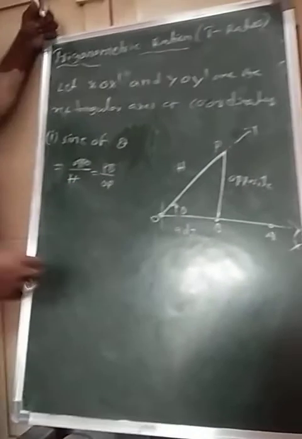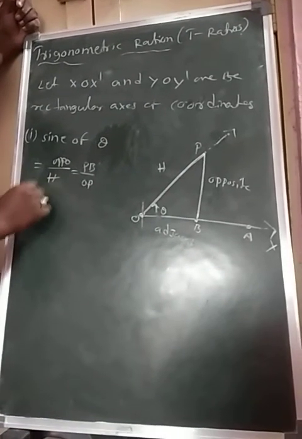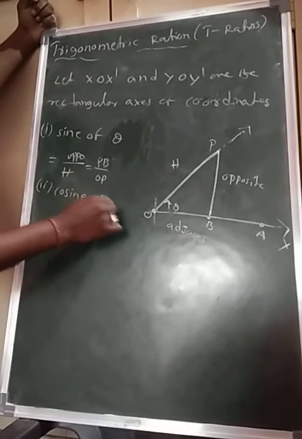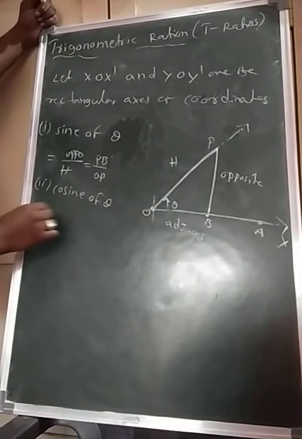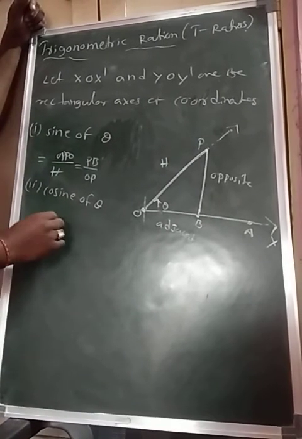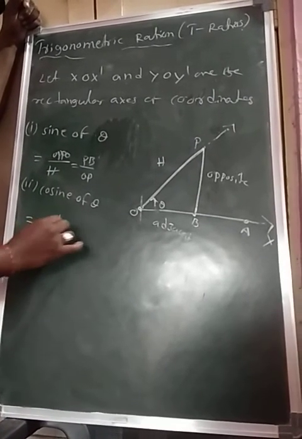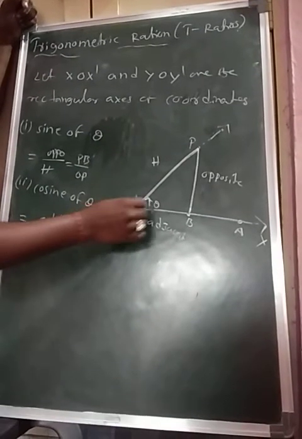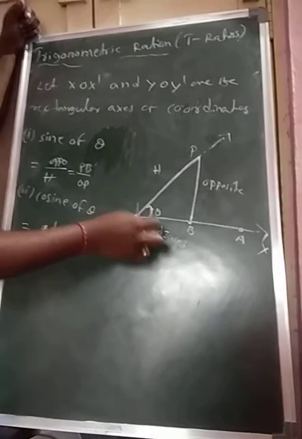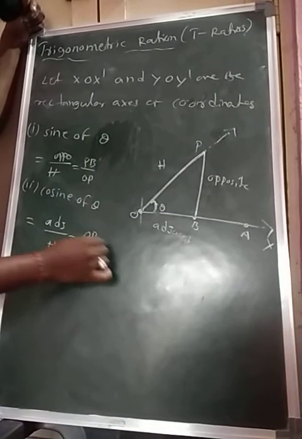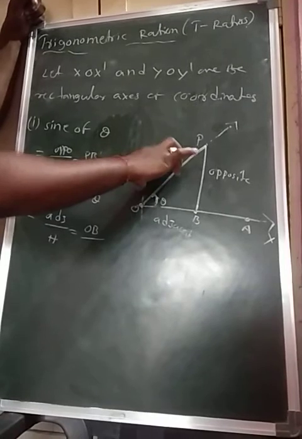Okay, next, cosine of theta. Cosine of theta means adjacent side by hypotenuse. With respect to theta, what is its adjacent side? That is OB. By hypotenuse means what? That is OP.